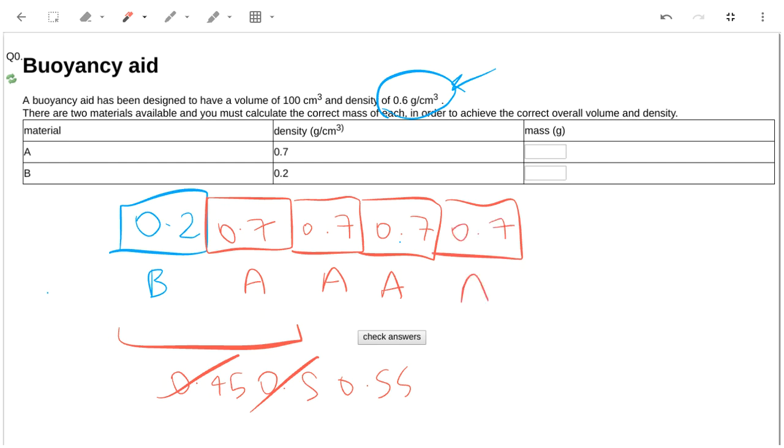Now, if I have 4 amounts of A to one amount of B, that adds up to 0.3 altogether, and we take the average and we get 0.6. So the point here is that we need 4 times as much A as we do B.